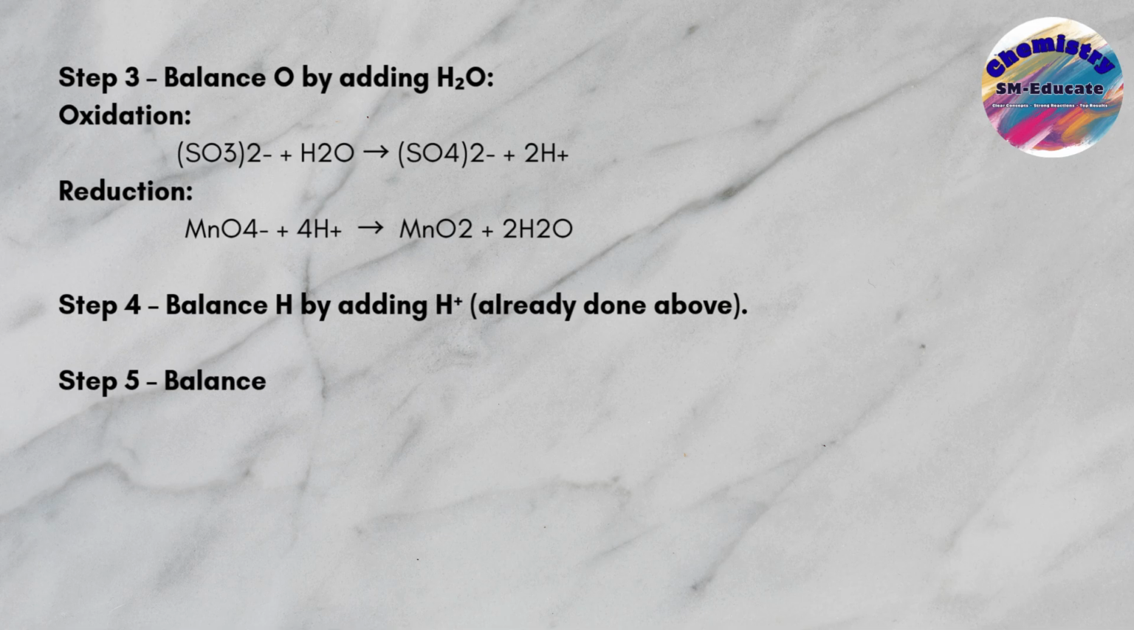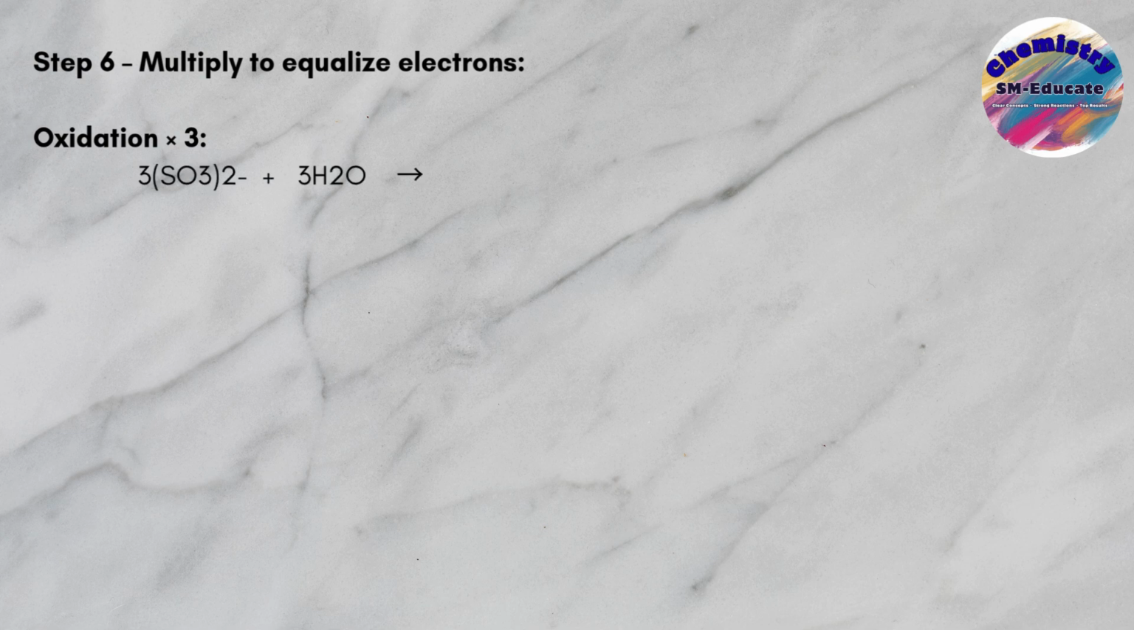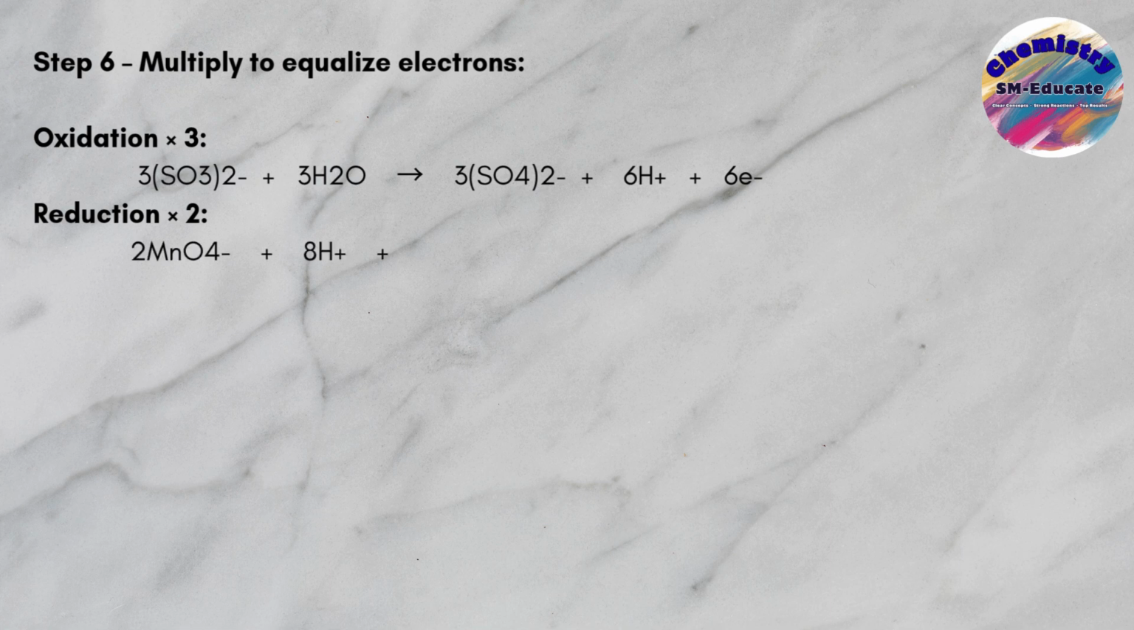Step 5. Balance charge by adding e-. Oxidation: SO3^2- plus H2O gives SO4^2- plus 2H+ plus 2e-. Reduction: MnO4- plus 4H+ plus 3e- gives MnO2 plus 2H2O. Step 6. Multiply to equalize electrons. Oxidation times 3: 3SO3^2- plus 3H2O gives 3SO4^2- plus 6H+ plus 6e-. Reduction times 2: 2MnO4- plus 8H+ plus 6e- gives 2MnO2 plus 4H2O.